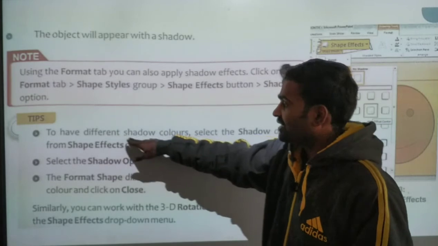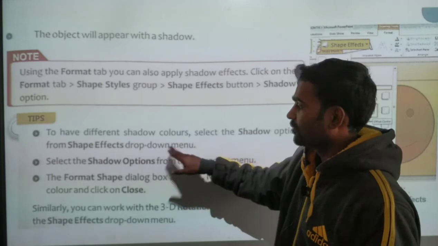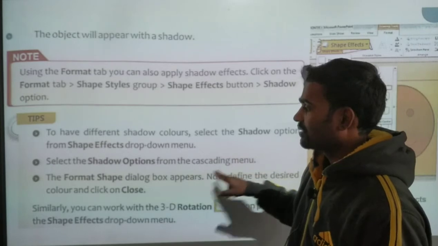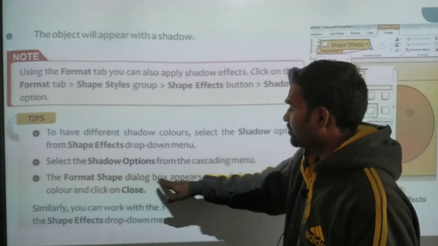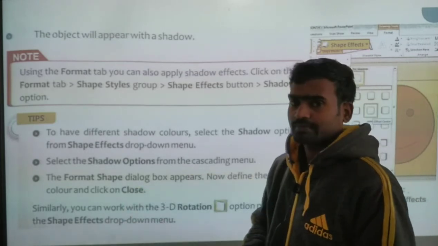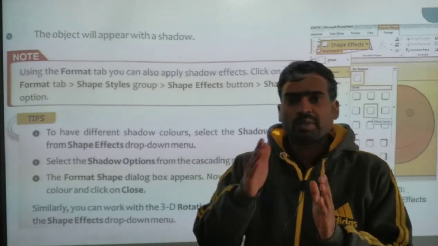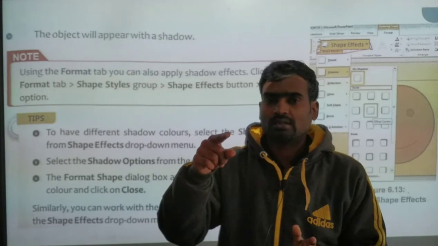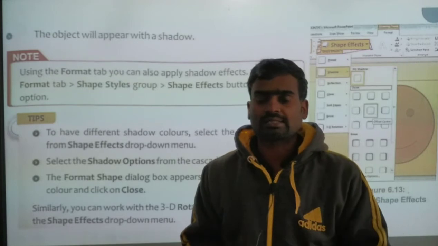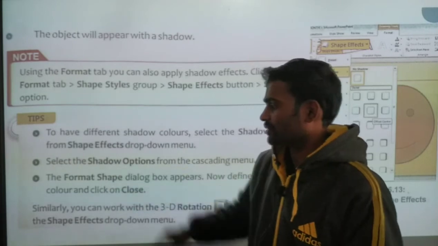Tips: to have different shadow colors, select the shadow option from the shape effects drop down menu, select the shadow options from the cascading menu. The format shape dialog box appears. Now define the desired color and click on close. So whatever we have seen, the same method we can change the color also, the shape border color also, inside color also, that we have seen in the last class, right? The same method we can do here also.